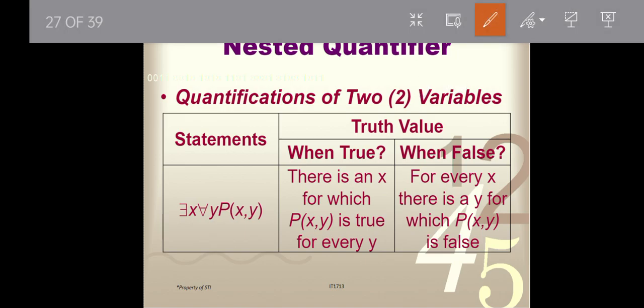So, maging totoo lang daw siya kapag merong x, no, for which P(x, y) is true for every y. So, there is an x for which P(x, y) is true for every y. So, kung true for every y yung ating P of x, syempre, meron daw nag-exist na x para doon. And then, kapag totoo yun siya, therefore, yung statement natin is also true. Then, magiging false lang siya kapag every x, there is a y for which P(x, y) is false. Okay.